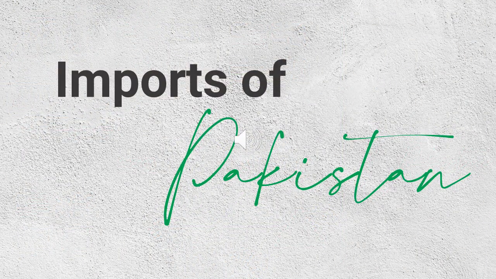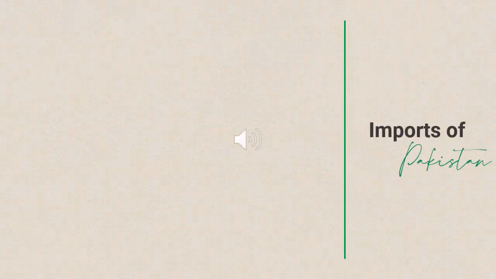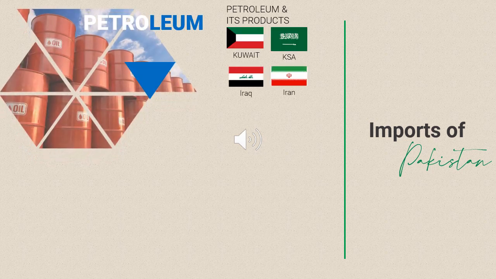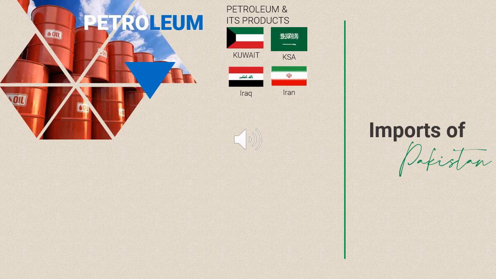Our next topic is imports of Pakistan. Petroleum and petroleum products are at the top of the list of imports of Pakistan. Pakistan is not self-sufficient in production of petroleum and spends a large amount of foreign exchange to buy petroleum and its products like petrol, diesel, Vaseline, and plastic. Pakistan imports these products from Saudi Arabia, Kuwait, Abu Dhabi, Iran, Iraq, etc.